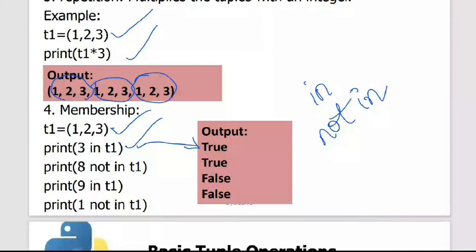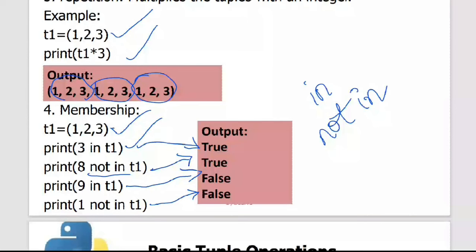9 in the list, it is not there. I have used an in operation, so it is returning a false. 1 not in T1, 1 is present, so it is giving me a false. So this membership operation also you can perform on the tuple. What are the first 4 operations? The first operation is len operation, the second operation is concatenation, the third operation is repetition, and the fourth operation is membership.